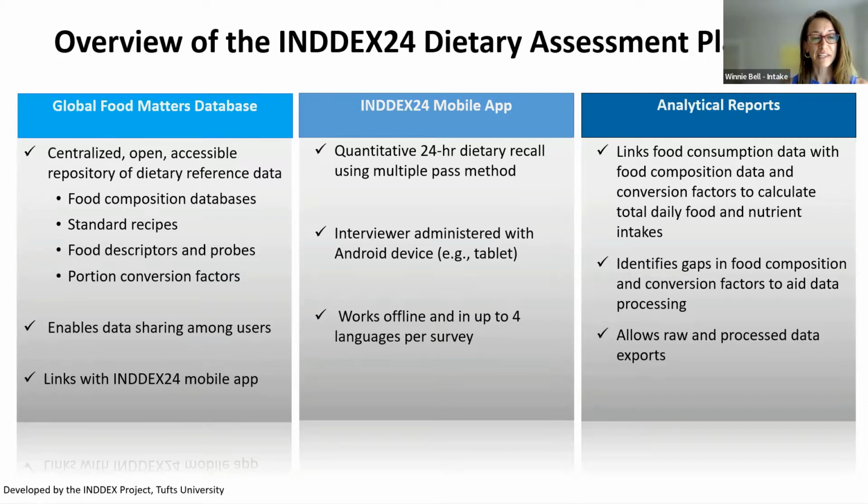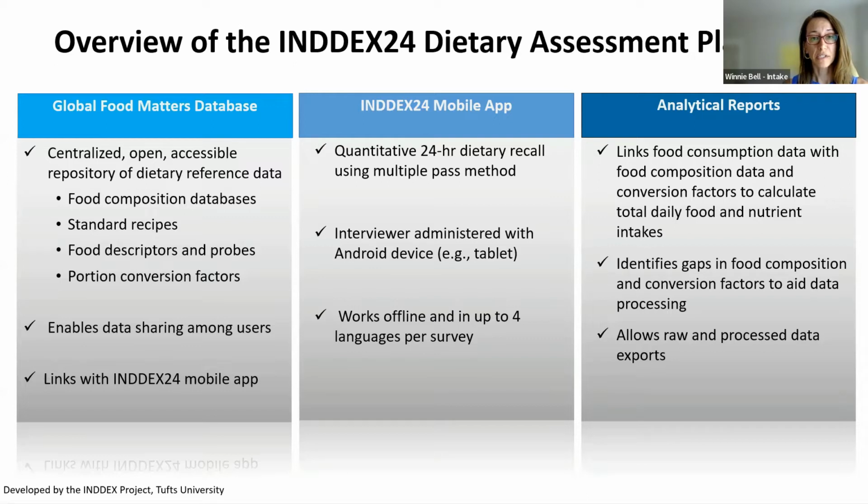This system links with the Index 24 mobile app, and currently the data that are in the Global Food Matters database have been compiled and uploaded by users of Index 24. So the Index 24 mobile app component, the second portion here, is a quantitative 24-hour dietary recall app, which uses the multiple pass method. It's designed to be interviewer administered and to work on an Android device. And it can work offline, of course, and up to 4 languages per survey.